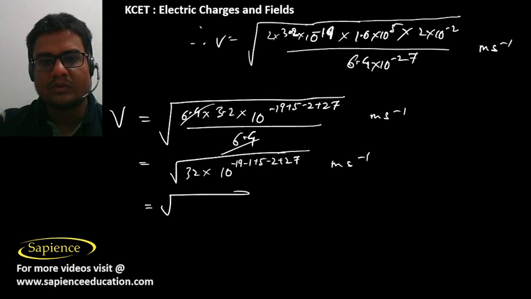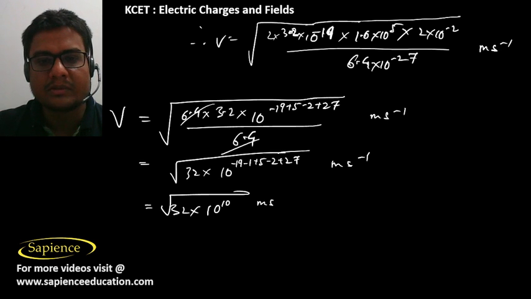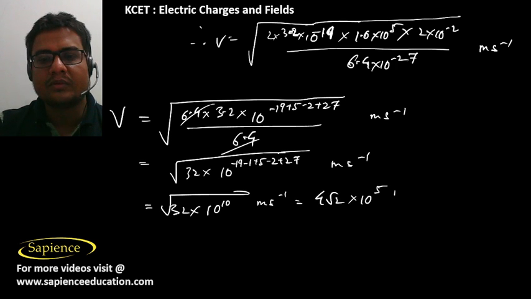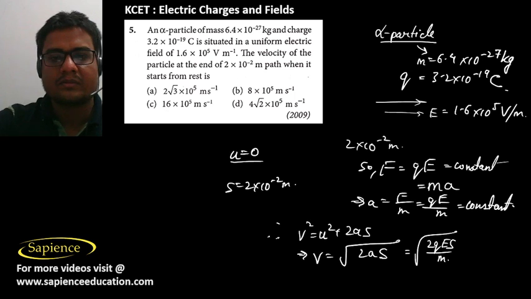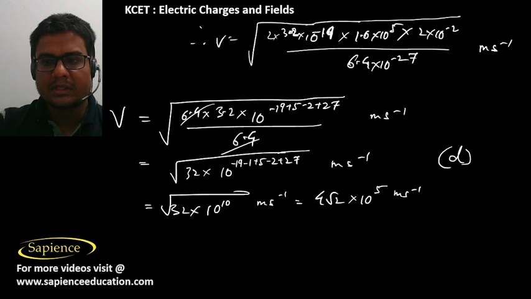So this will be square root of 32 into 10 power minus 20 minus 22, so minus 22 plus 27, that is 5, 5 plus 5 is 10, 10 power 10 meter per second. So this is 16 times 2, so it is 4 root 2, 4 root 2 into 10 power 5 meter per second. So it is option D. Option D is the correct answer.